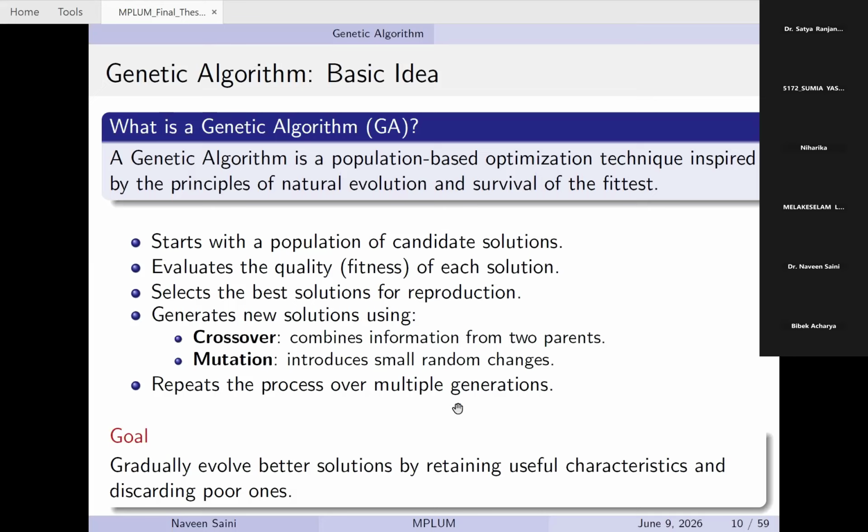Now, what is our goal here? Gradually evolving better solutions by retaining useful characteristics and discarding poor ones. So you can see here, out of the good candidate solutions and the new solutions, we are propagating only the good solutions to the next generation. The good solutions keep on propagating up to the final generation, and we can find the best solution at the end.